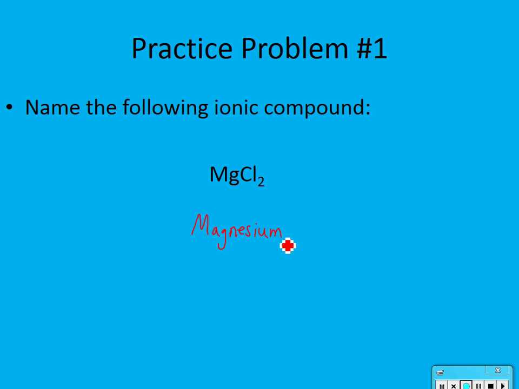Just look it up on the periodic table and just keep its name the same. Now, Cl is what? Chlorine. How are we going to change its name so that we're following those rules? Chloride. Remember, we got to change that suffix to -ide. So this would be called magnesium chloride.